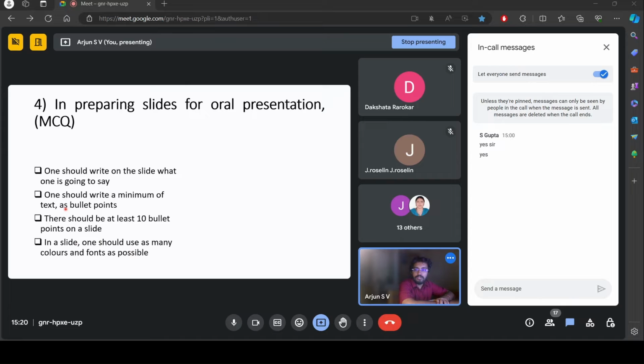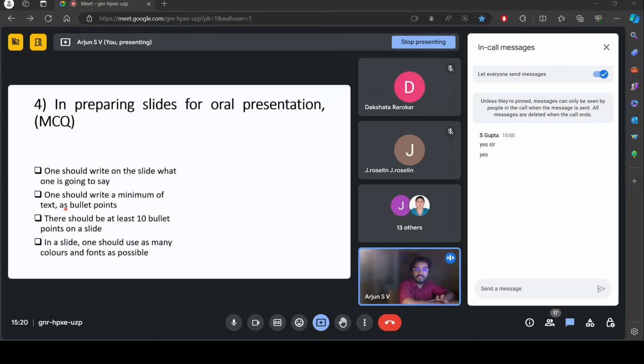Question number 4. In preparing slides for oral presentation, it's an MCQ. One should write on the slide what one is going to say. One should write a minimum of text as bullet points. There should be at least 10 bullet points on a slide. In a slide, one should use as many colors and fonts as possible.